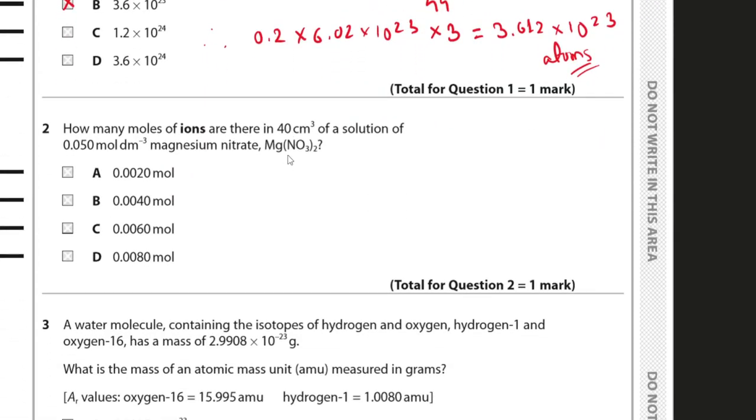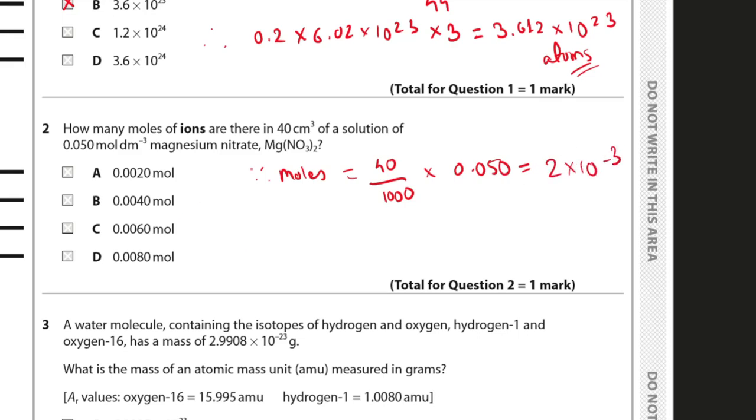Moving on to the next one, how many moles of ions are there in 40 cm cube of a solution of 0.050 mole per dm cube of magnesium nitrate? Now, in order to solve this type of problem, we need to get the basics of concentration and moles. First of all, let's find the moles of Mg(NO3)2 present in the solution. So the moles would be 40 divided by 1000 times 0.050. That would eventually give us around 2 times 10 to the power minus 3.